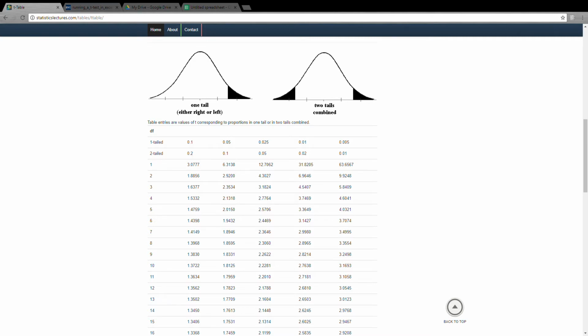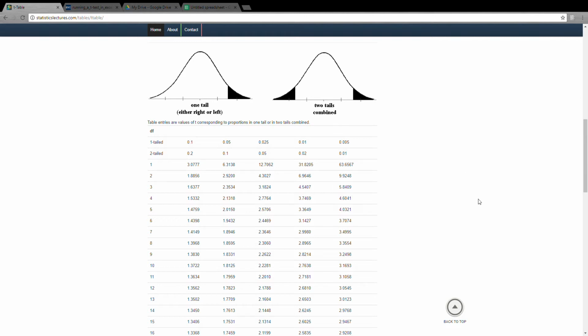Hello everyone. I thought I would make a quick tutorial for you on how to run a t-test so that you can complete your lab write-ups, in case you had some questions on what a t-test does, how it works, and what you need to do to use the results from a t-test.